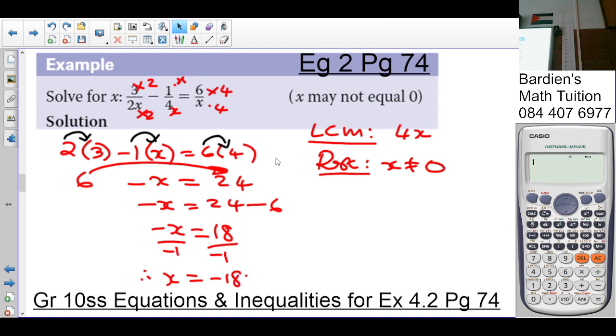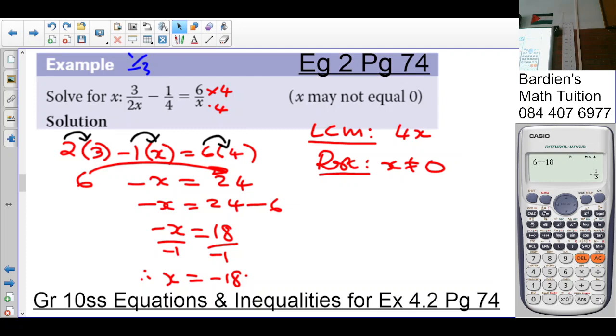And I can test if it's correct. That's a nice thing about equations. If I see an x on that side, I put a negative 18. So it's 3 over 2 times negative 18 minus a quarter gives me negative a third. And 6 divided by negative 18 is negative a third. So yes, it is correct. You guys understand? What if the values were not the same? Then negative 18 would not have been the solution.